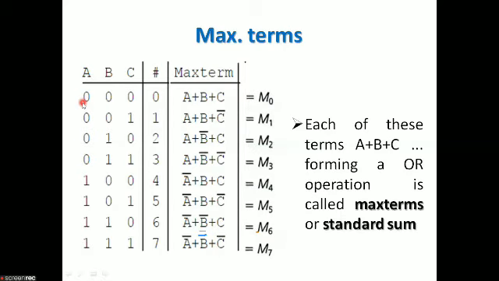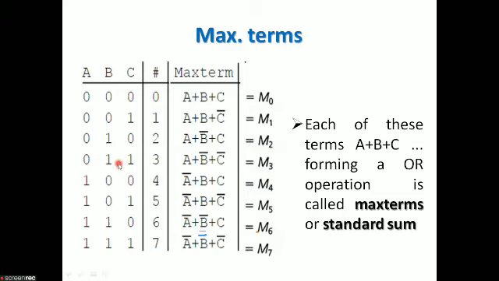The first combination 0, 0, 0. So what will be the max term? A plus B plus C, and this is equal to max term 0. That is, 0 is shifted in the subscript. Next is 0, 0, 1. That is the number 1. So it is A plus B plus C bar. So it is max term 1. Next is 0, 1, 0. That is the number 2. That is A plus B bar plus C. It is max term 2.